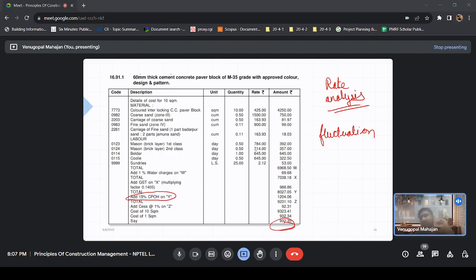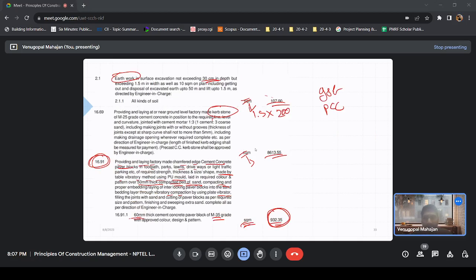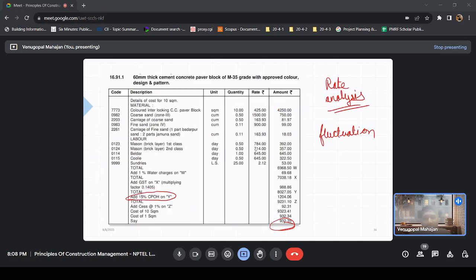See, another thing is that, let's say I tell you that I am not happy with 50 sand bed. Let's make it 75. Now you know that all you need to do is change the items related to sand, right? If you change the items related to sand, you will get the modified rates, won't you? Yes, sir.